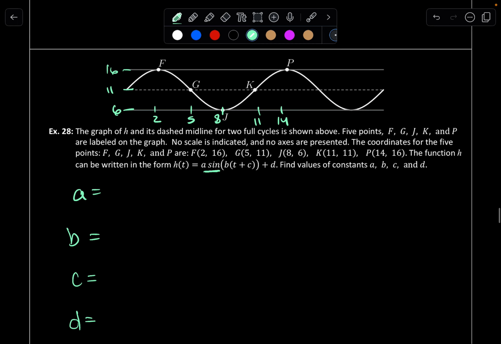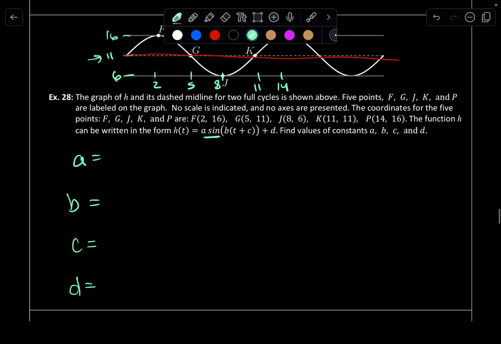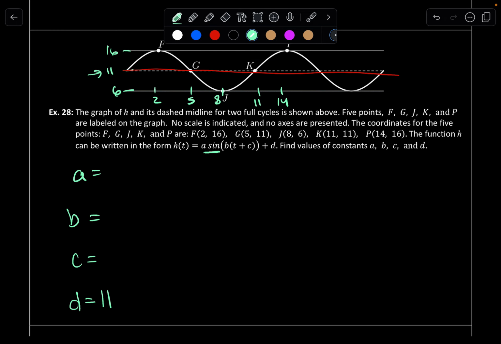All right, for this one, I typically start with the midline because it's going to be given to you. So the midline is going to be in the middle, which means D is equal to 11. And then from there, by extension, we can find the amplitude. So the midline to F, which is our maximum, that's going to be 16 minus 11, just that distance, so we end up with 5. So your A value is going to be 5.